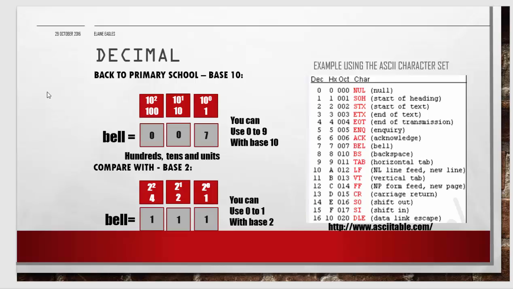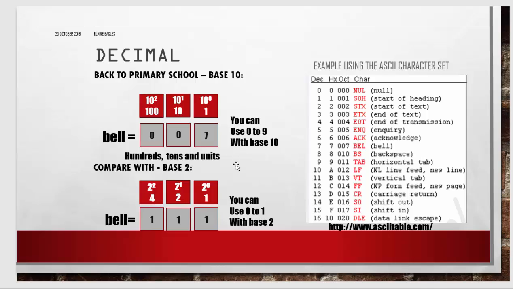Let's go back to primary school for a moment. Remember writing down hundreds, tens and units, HTU? Well, that's what this is. 100 is 10 to the power of 2, 10 is 10 to the power of 1, and 1 is 10 to the power of 0. So in base 10, you write the 10 and then you write the power next to it, starting from 0 to 1 to 2 to 3. So 10 to the power of 3 is 10 times 10 times 10, which is 1000. That's the next level up.